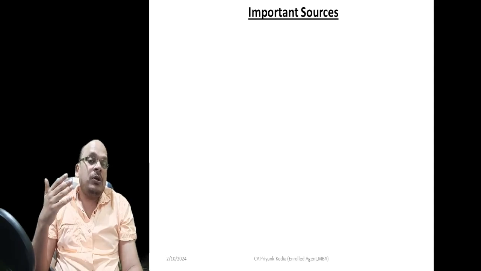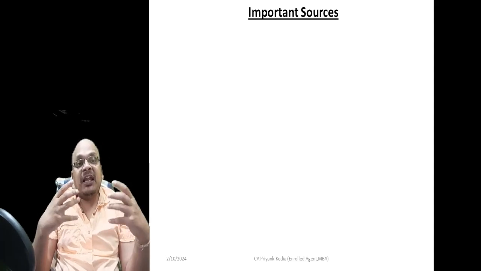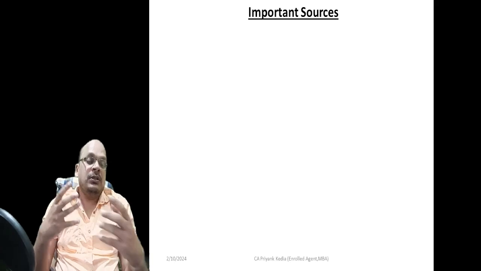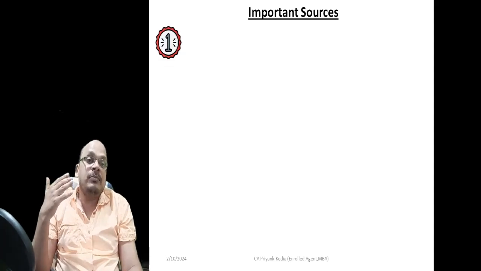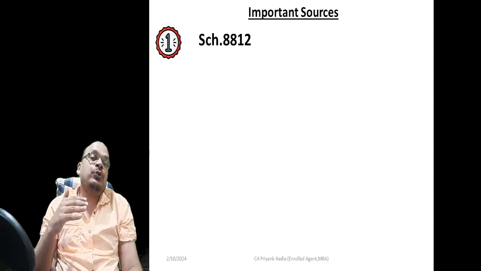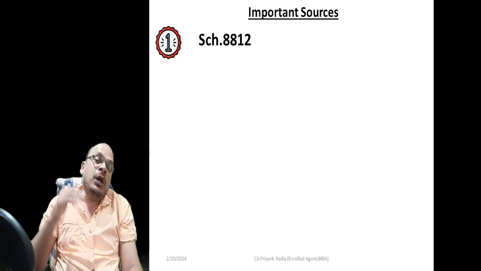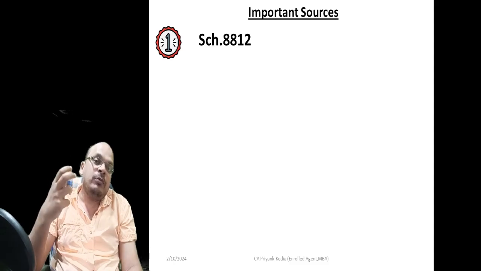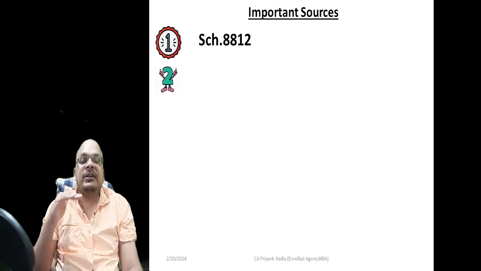Now, talking about where the sources are, where the calculations for these credits are mentioned. These credits and the calculation aspects are mentioned first in Schedule 8812. If you go through Schedule 8812, it talks in complete detail about how to calculate and what information is to be taken to calculate first the child tax credit and then the additional child tax credit.